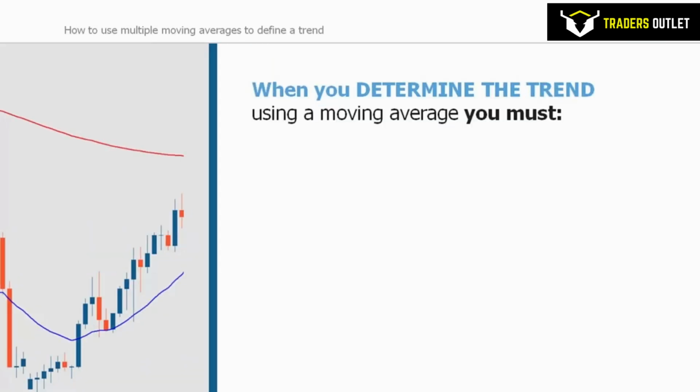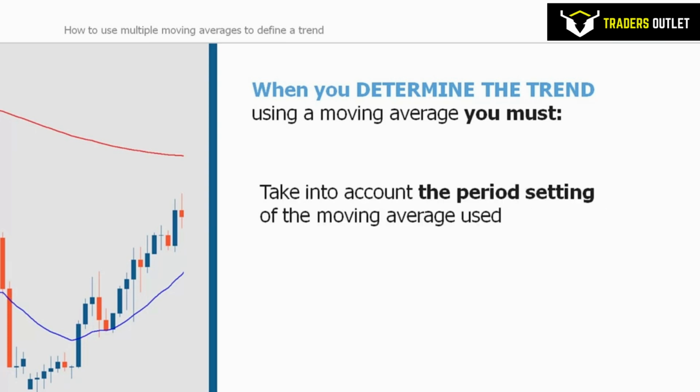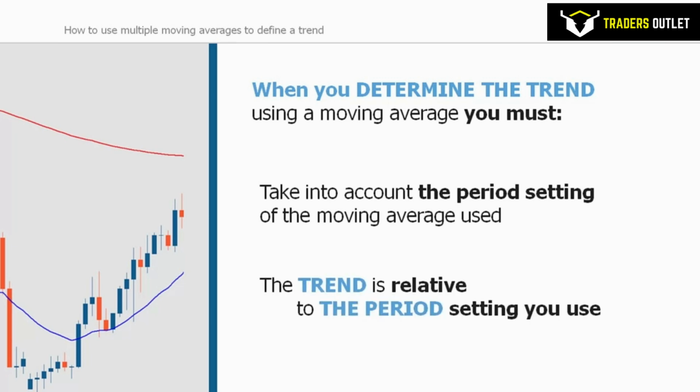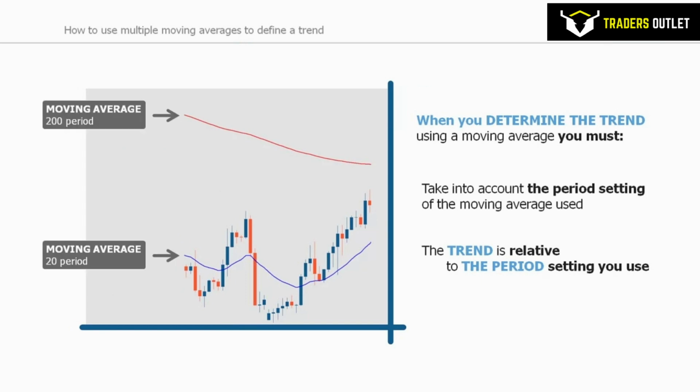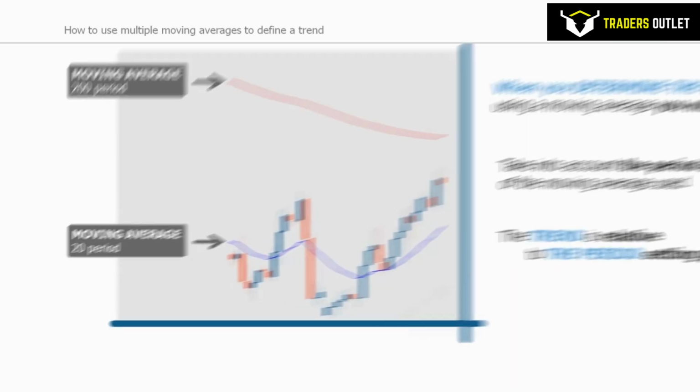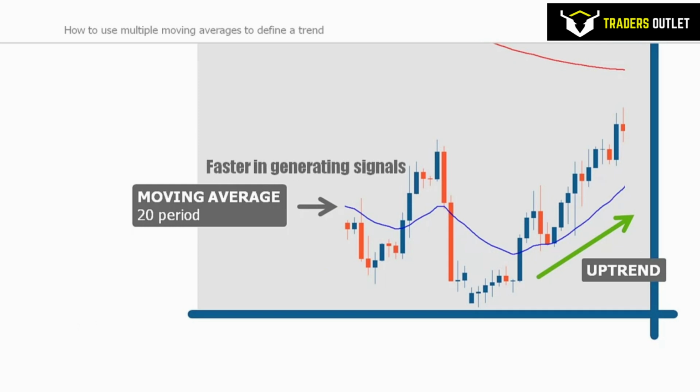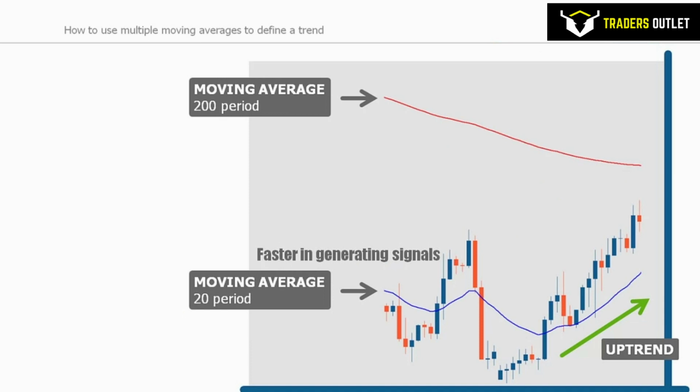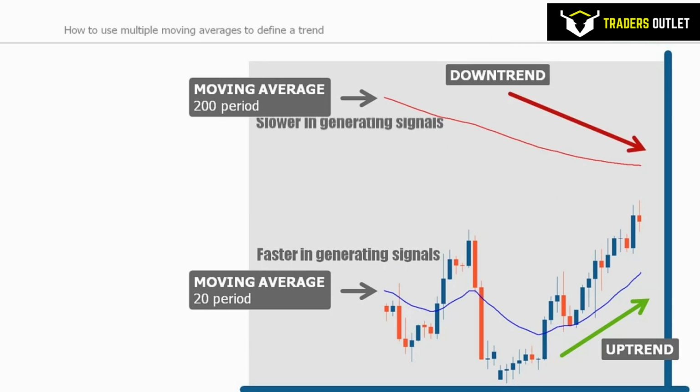When you determine the trend using a moving average, you must take into account the period setting of the moving average used. The trend is relative to the period setting you decide to use. From the chart, you can see a 20-period moving average and a 200-period moving average. The 20-period moving average is indicating that there is an uptrend at this time because it is faster in generating signals. A small change in price action will affect the direction of this shorter period moving average, whilst the 200-period moving average is indicating a downtrend because it is slower in generating signals, and the direction of the moving average is based on longer-term price action.